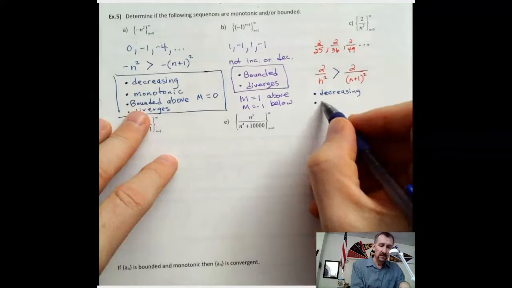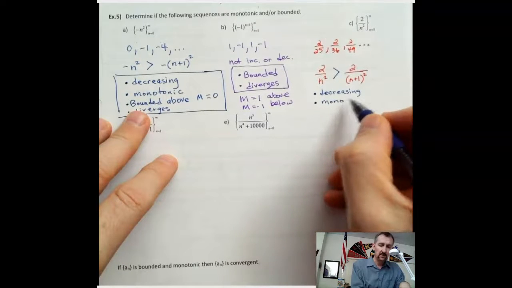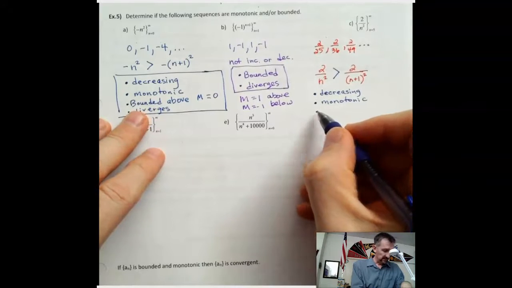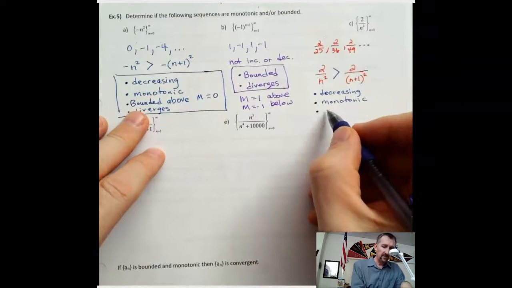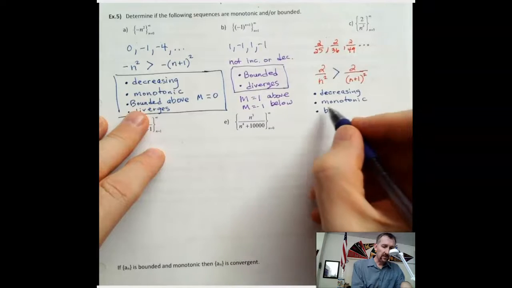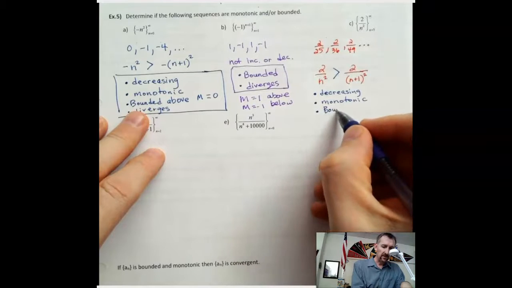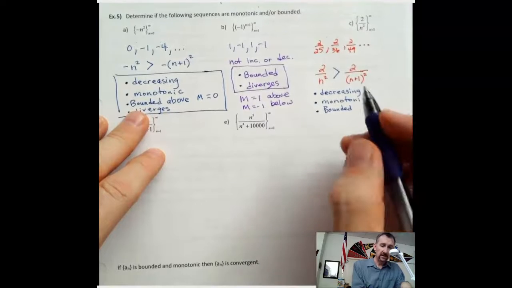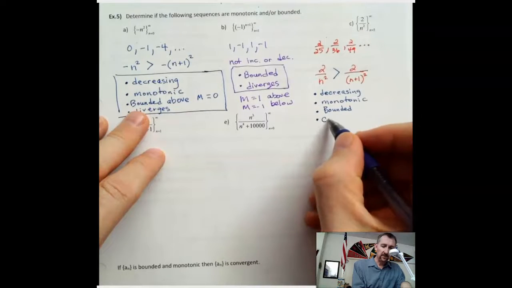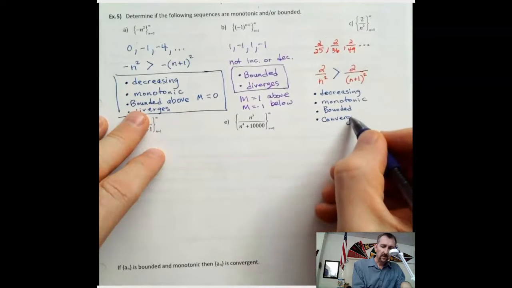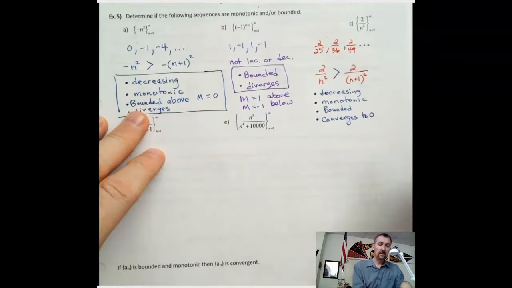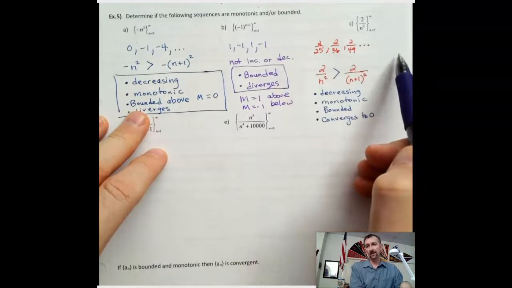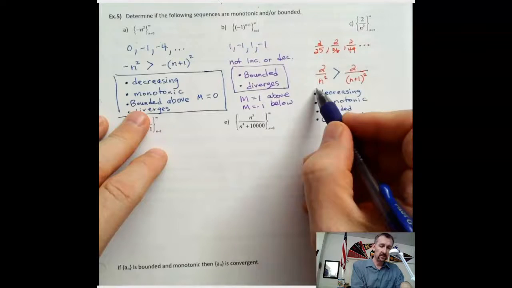It is monotonic. It always decreases. And it is bounded above. First of all, it's bounded, and we'll talk specifically about that in a minute. It also converges to 0. If you think about that, the numerator is not changing, and the denominator is going to keep going up and up and up, so when we divide, that's going to be 0.